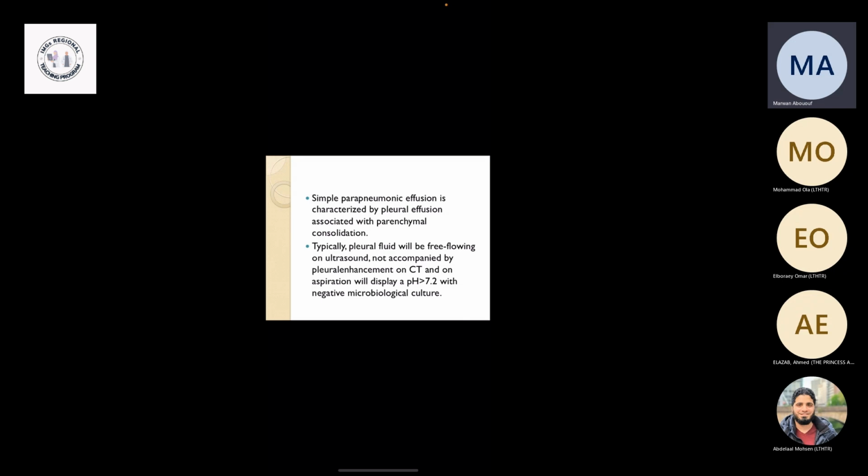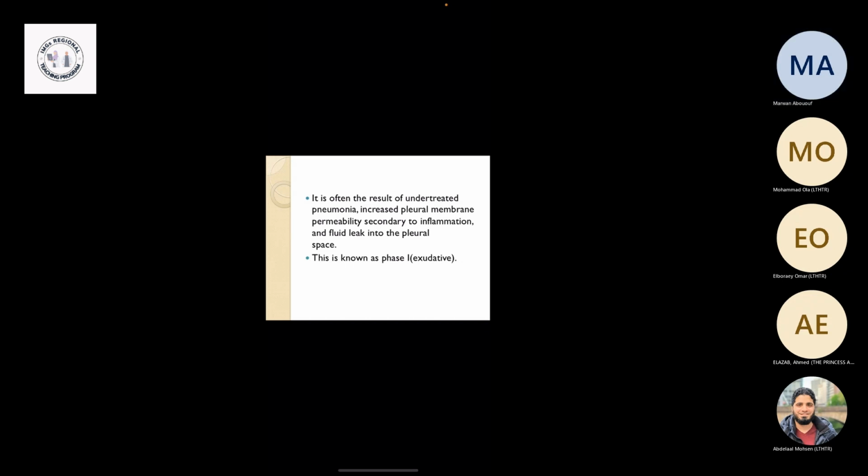And as I told you, the negative microbiological culture will never be isolated from the pleural fluid after the thoracocentesis. It is often the result of undertreated pneumonia, increased pleural membrane permeability secondary to inflammation, and fluid leak into the pleural space. This stage is known as the exudative one, and this is the simple parapneumonic effusion.